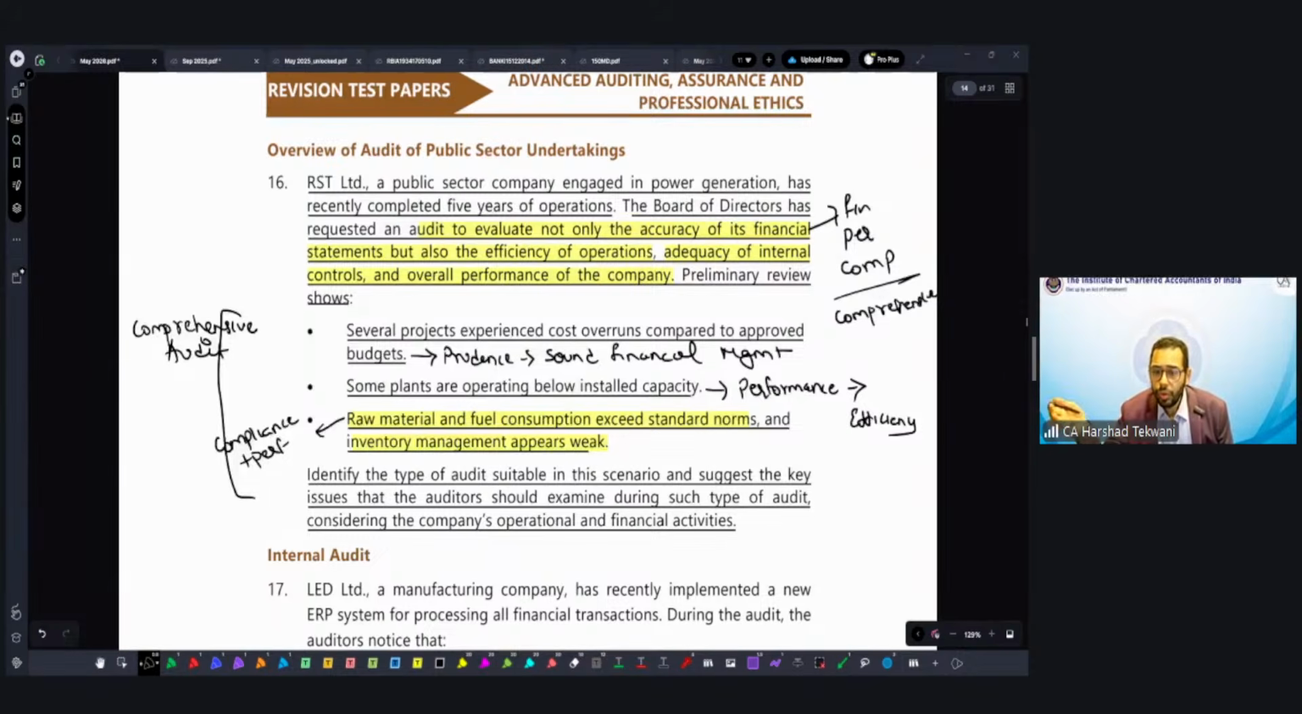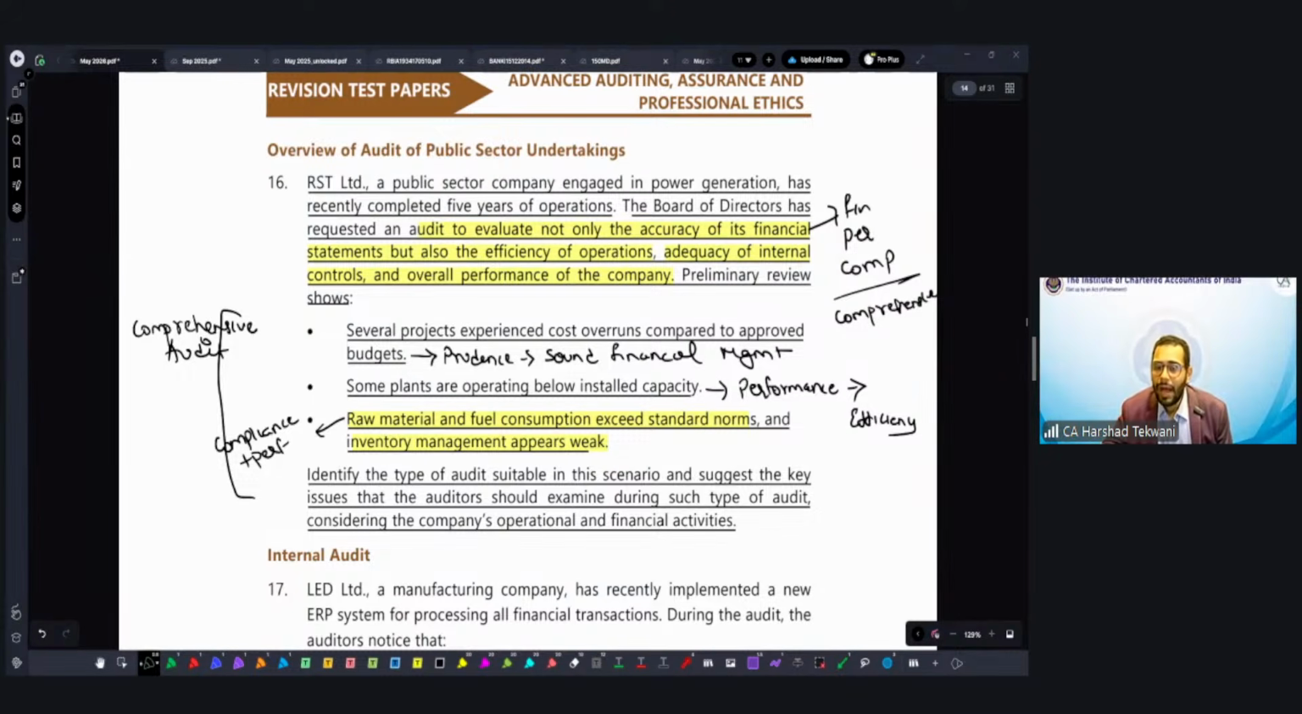Number two, is your budget approved? Was your budget prepared appropriately? That was the first thing, yes or no? Then we are talking about the cost overrun. Okay, and then we are talking about underutilization of installed capacity.